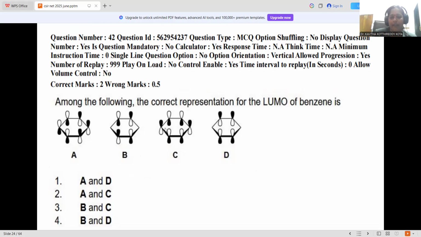And here also we have a nodal plane. So there is a provision for the nodal plane here. So this is also possible as a LUMO of benzene ring. So here this is also possible.